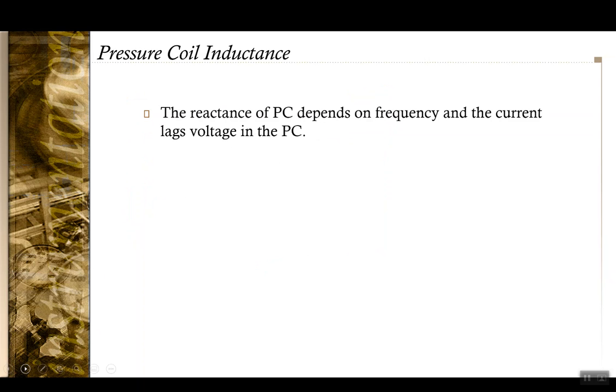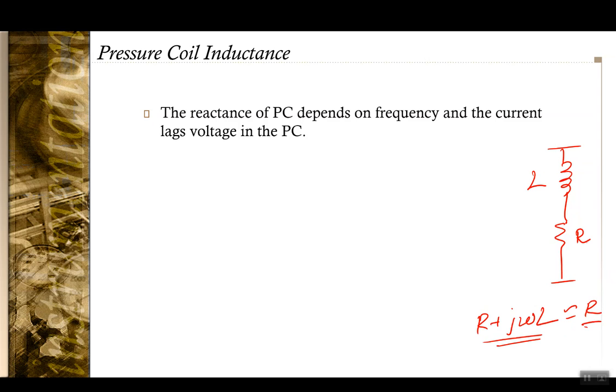Okay, so first let's look at the pressure coil inductance. We had assumed that in the pressure coil we have a thin moving coil being connected in series with a resistance R. Okay, and we have assumed that this, let us say, the inductance is L. So what we have assumed is that R plus j omega L, the actual impedance, is approximately the same as R.